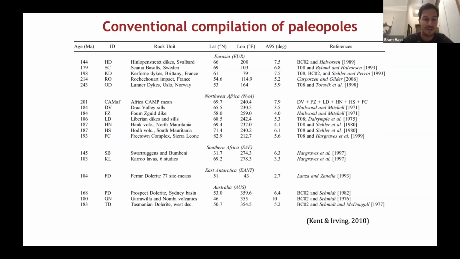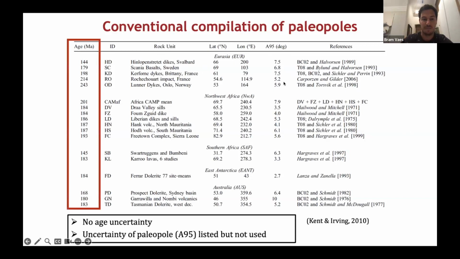Basically, since the 1960s till a couple of years ago, in these constructions of apparent polar wander paths, there were always tables like the one shown here, where you have paleomagnetic pole positions, here shown with their latitude and longitude of different rock units, with an age estimate without uncertainty, and a 95% confidence region, but these were not used in any way. So in these traditional apparent polar wander path constructions, no age uncertainty was provided, and also the uncertainty on each pole position was not taken into account in any way.